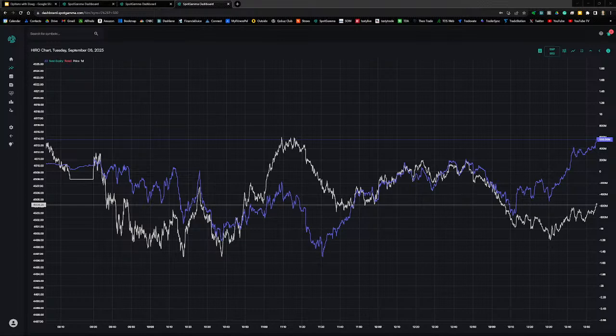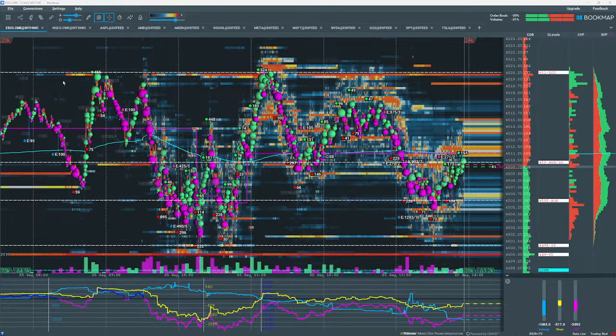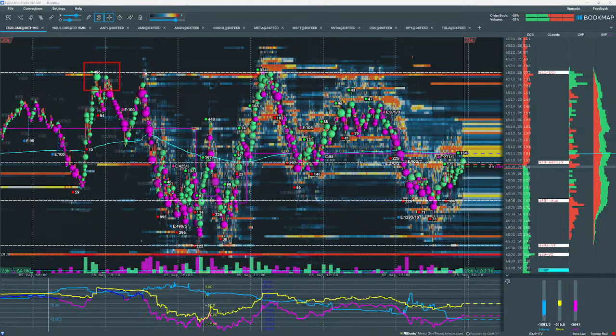All right, so let's go take a look at Bookmap now. So Bookmap first, there was the move higher before the cash open with the Fed speaker Waller, and options traders started fading this move right around the cash open. That's where the options volume starts to come in with SPY and XSP, and price reverses lower.